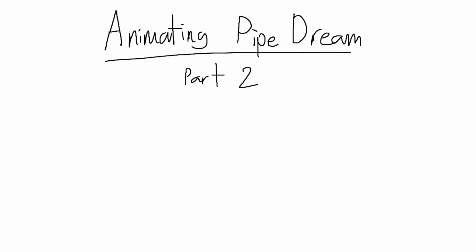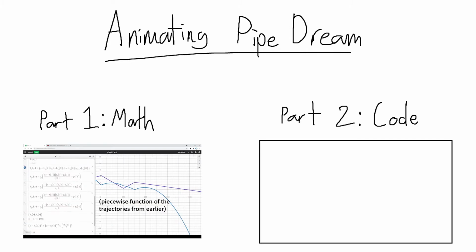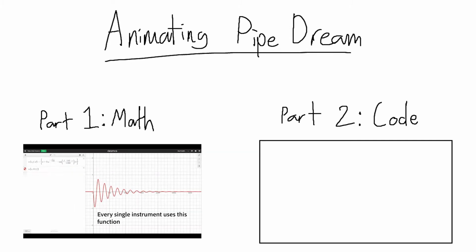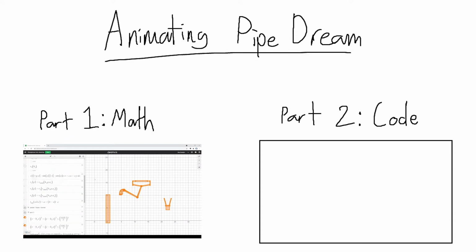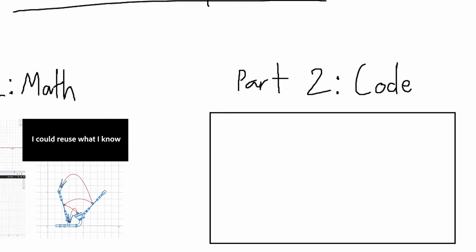So this is part 2 of my video on the Roblox Pipe Dream animations. If you want to know how all the math is derived, go watch the previous video, but in this one we're going to be looking at how the code is implemented. Well, let's just get right to it.